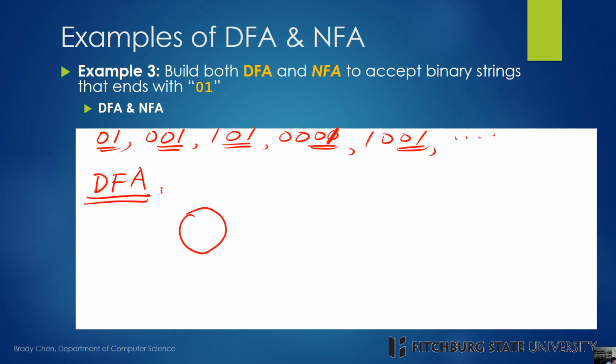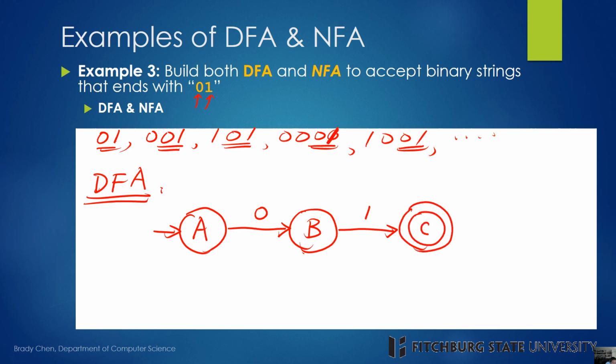Okay, let's check that one. Let's start with A. Now if the next input is 0, this is a good input, because that means we are one step closer to the accepting state, right? So let's say we go to state B. Now if we are in state B, that means the previous input value is 0. So if we get input 1 at state B, then we end up with the accepting state, right?